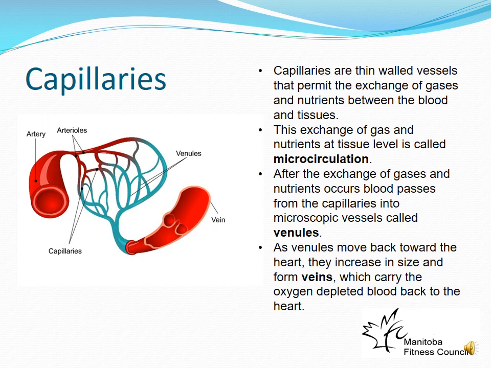So we're going to be going from arteries to arterioles. It just means small artery. And from there we go into our capillaries, and we'll talk about these as capillary beds. They're thin-walled vessels, single-celled vessels, and they will permit the exchange of gases and nutrients between the blood and the tissues. We will call this the microcirculation.